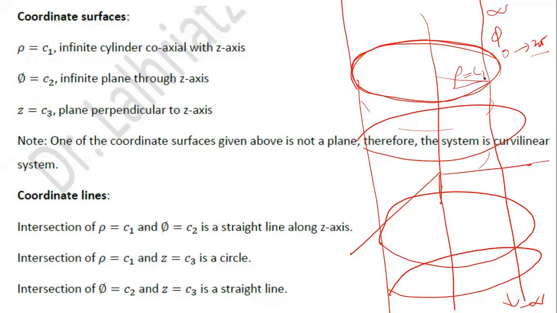So this surface, as you see, is a cylindrical or curved surface. A cylindrical surface is a curved surface. Okay. So as I already explained at the beginning of this curvilinear coordinate system, in a curvilinear coordinate system, at least one of the coordinate surfaces is also a curved surface. Just fix the value of rho, you will get a curved cylinder out of that.